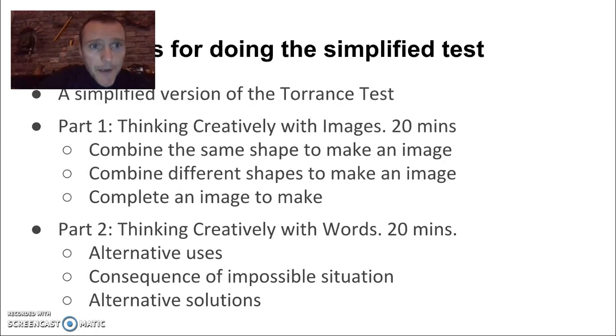Okay, so I hope you're excited about doing the Torrance test. We're going to do a simplified version of the Torrance test, and I'll send you a link for this. It's a Google document which you can download. So it's based on the test that I've just described. There are two parts. The first part is thinking creatively with images. There are 3 tasks, the exact same tasks that I have explained to you, and the time limit is 20 minutes for these 3 tasks.